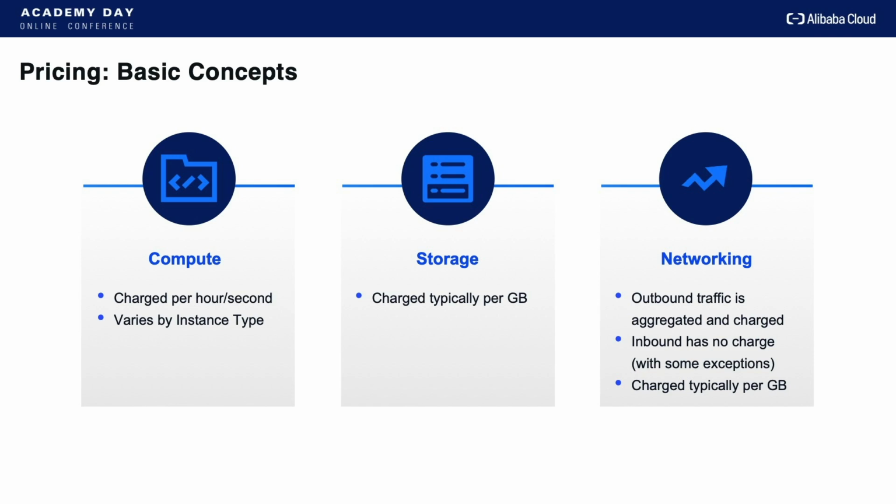Now, typically compute resources are charged per hour or per second, and it also varies by the instance type. Storage, on the other hand, tends to be simpler. It's typically per GB, and similarly for networking, it's normally charged per GB, but it only counts for outbound traffic, and we'll explain what that means.